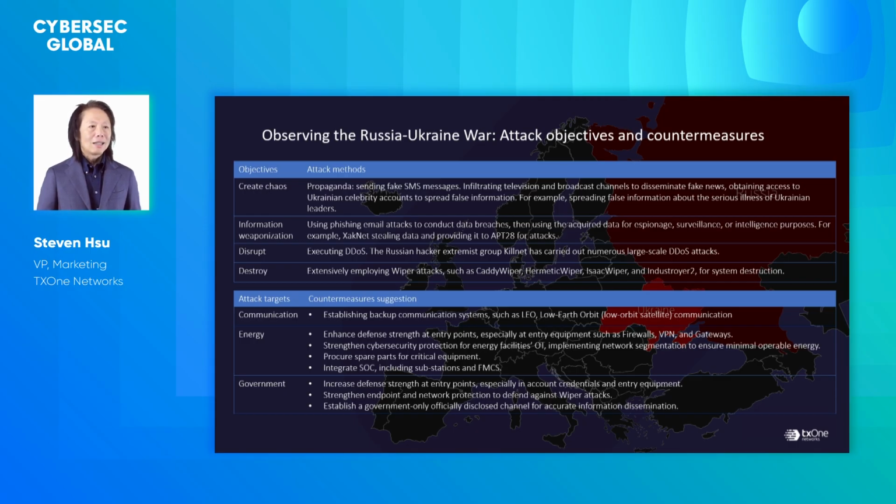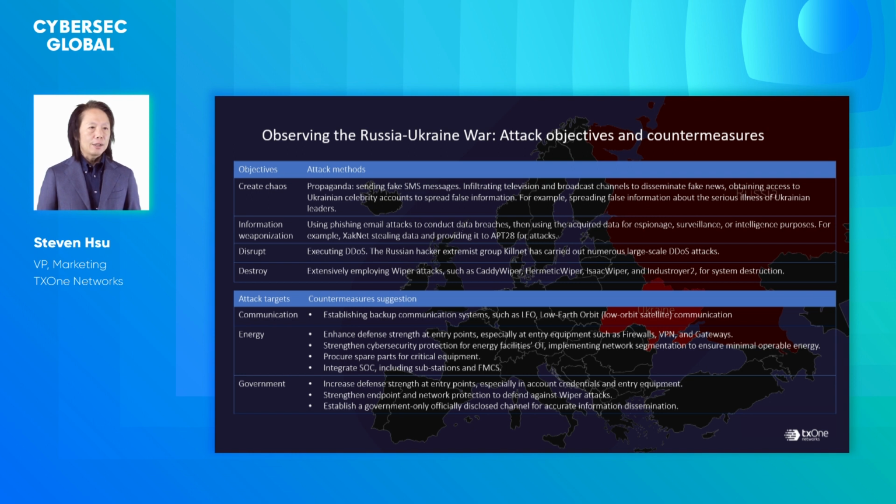And in turn, the countermeasures against the three different waves of attack. Here are some suggestions. For a communication facility, you should establish a backup communication channel. For example, a LEO, low Earth orbit satellite system, can be very effective. That's one thing. It doesn't matter if it's energy or government, the first thing you need to take care of is the entry gateway, especially the firewall and VPN gateway. You need to enhance the security.